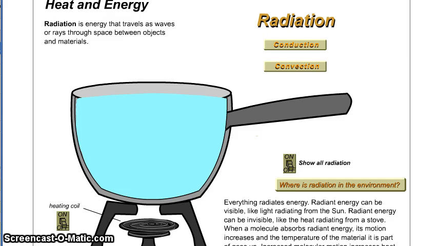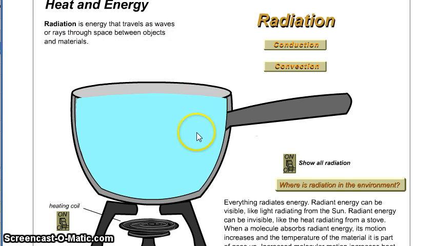Okay, today in class we continued our conversation on heat transfer, and we're talking about heat and energy and the different types of heat transfer. Okay, here we're going to start talking about radiation. Radiation is energy that travels as waves or rays through space between objects and material.